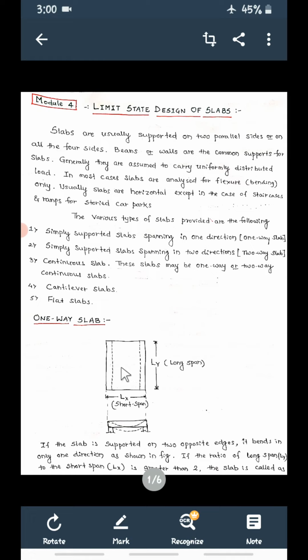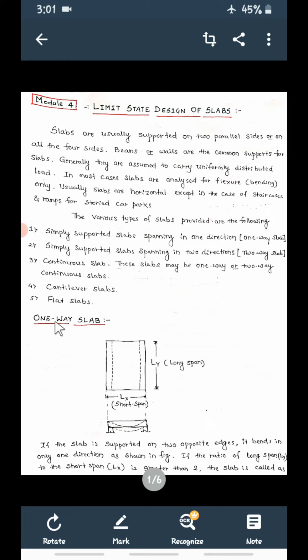Suppose for this slab you want to put the reinforcement, where the reinforcement is provided at the bottom along the shorter span, always. Okay, in a one-way slab. One way means what? It is the slab in which the bending takes place in one direction. Now see, this slab bends in this direction, not like this. The bending will be only along the shorter span. So this is called a one-way slab.